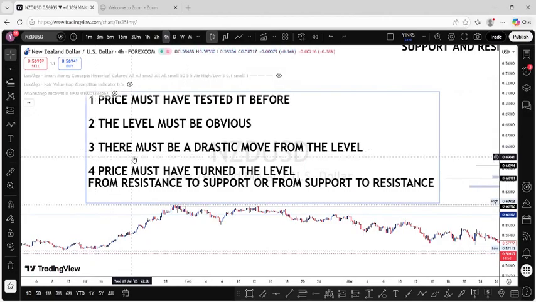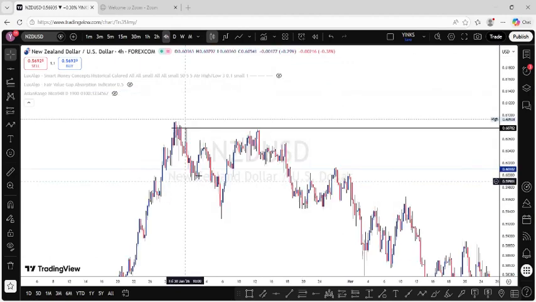Now, criteria 3, there must be a drastic move from the level. Okay, you can see price did what? Pushed up massively, right? And the level is obvious. You can see that the level is very, very obvious. Price tested and made the drastic move. So criteria 1 met, criteria 2 met, and criteria 3.